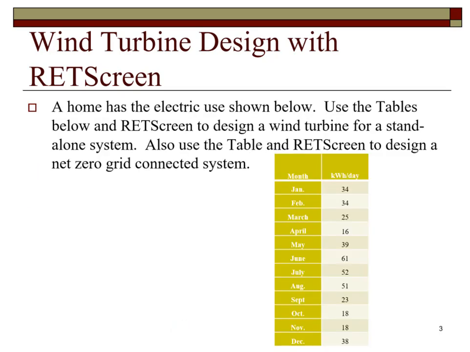We are to design a wind turbine to meet the standalone electrical needs of a home with the electrical uses given in the table. The system is to be a 48-volt system, to have 3 days of autonomy, and have a battery discharge limit of 70%.